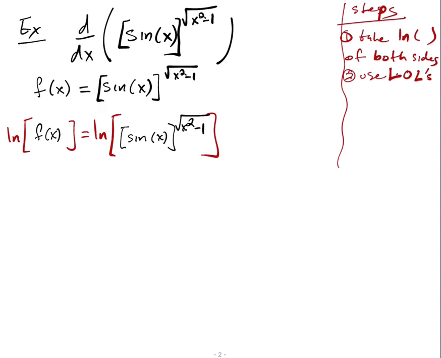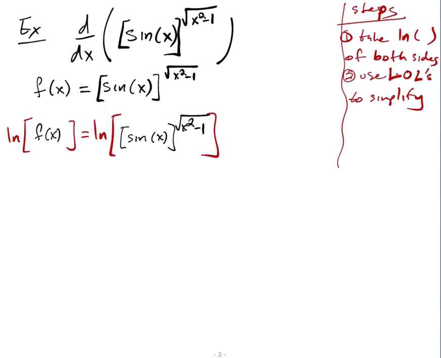Laws of logarithms to simplify. So basically what you're trying to do is get rid of the exponent, right? So the exponent that was on the exponent, you want to get rid of it so that you don't have that situation where you have a function raised to a function. So, that's not difficult, right?